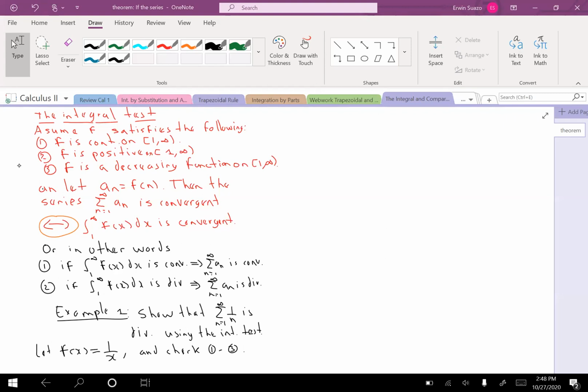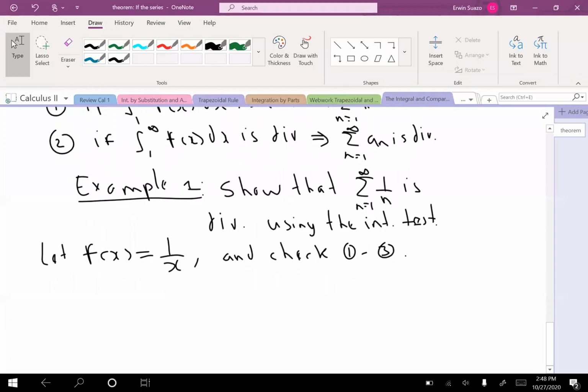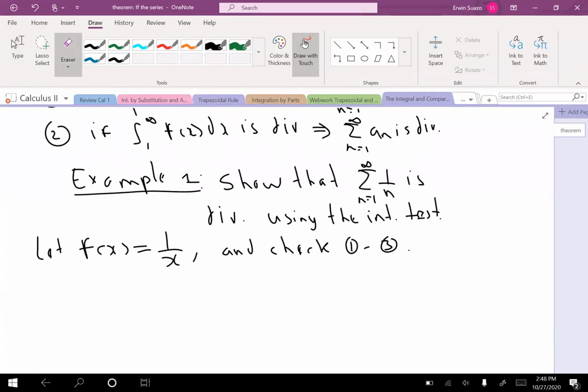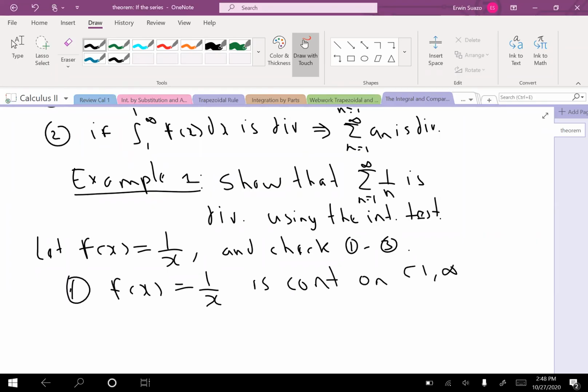Okay, let's do it then. So first we need to check condition 1: f of x equals 1 over x is continuous on 1 to infinity, right? This is fine. Why is this function not continuous? 1 over x.